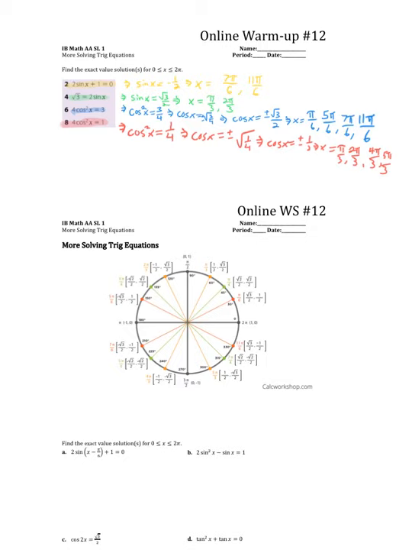The very first step you're going to want to do on that problem is solve for sine of x. So get sine of x by itself. So we get sine of x equals negative 1/2. The next thing you're going to want to do with that is look at your unit circle down below, everywhere where the sine value equals negative 1/2.